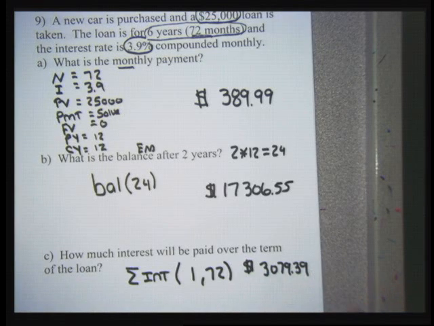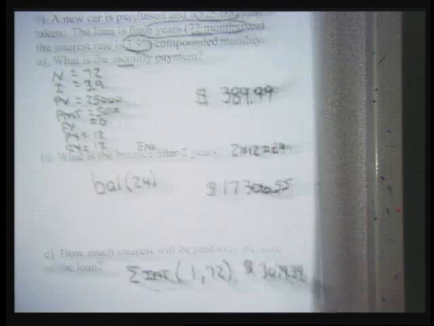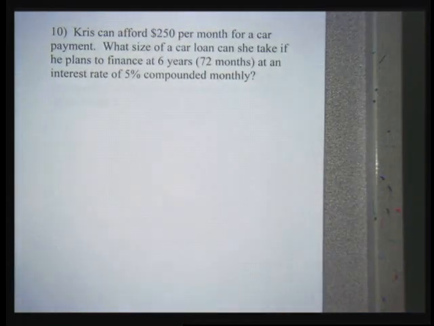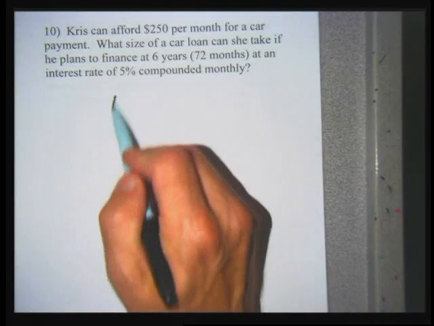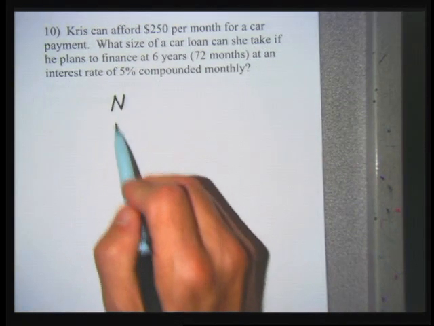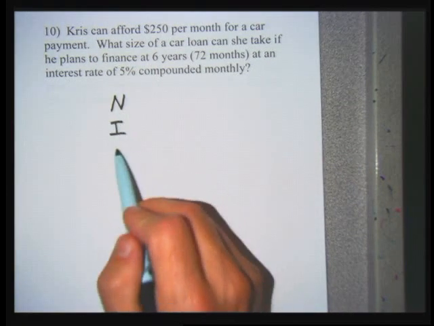Now we're getting close to the end here. We only have a few more problems left, I think. Problem 10, Chris can afford $250 a month for a car, and she's going to take a car loan for 6 years, 5% interest. How much of a car loan can she qualify for? So this one I don't need the special screen, I just need the regular screen.